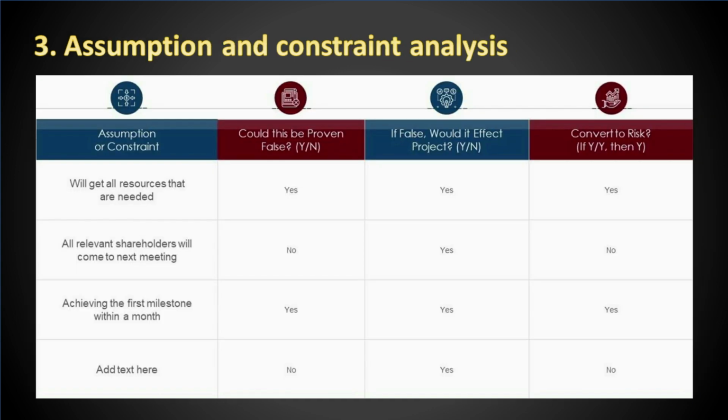Assumption and constraint analysis. This again is a one-off technique that is used only in the identify risks process. As a project manager, of course, we can make use of this wherever it makes sense to. Every project works under certain constraints. And no plan has 100% certainty, and so they are made under certain assumptions. Both these, constraints and assumptions, are made during project plan and project estimates.